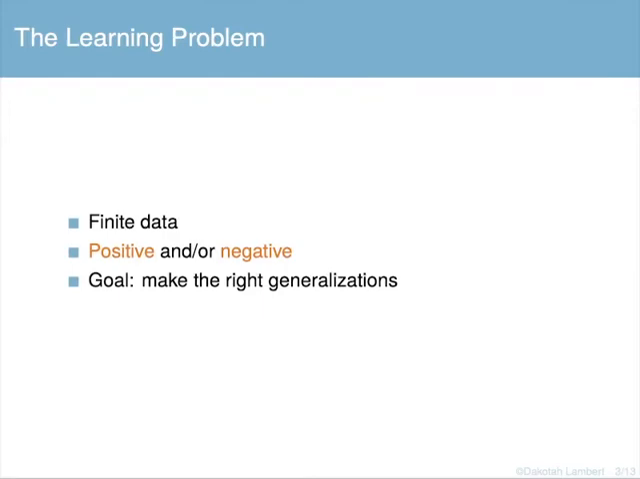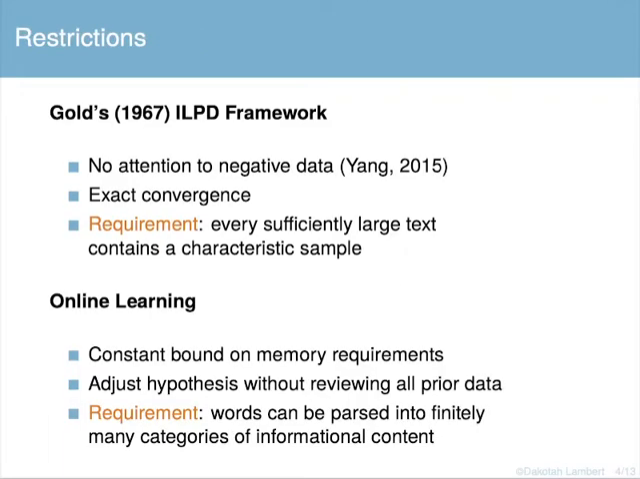The learning problem, in general, is given some finite amount of data, be that positive data, representing words in the target language, or negative data, representing words marked as not being in the language. The goal is to make the right generalizations to learn the target constraints. There are some restrictions one could put on this. In 1967, Gold proposed several learning frameworks, one of which that we're particularly interested in is learning in the limit from positive data, often abbreviated to ILPD.